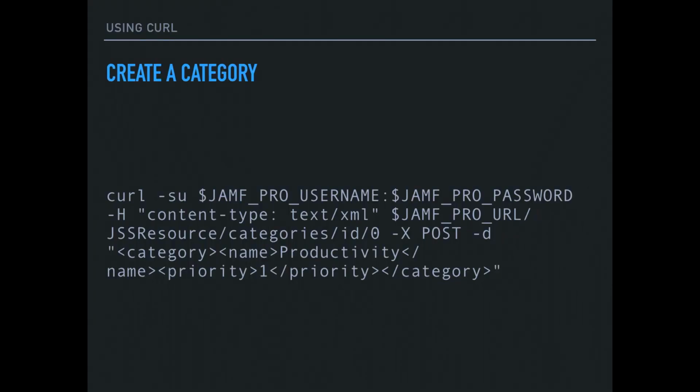So now we're going to look at how to actually create something in Jamf. And we're going to do that by creating a category. So again, there's a lot going on here, but most of this is the same as we've already seen.